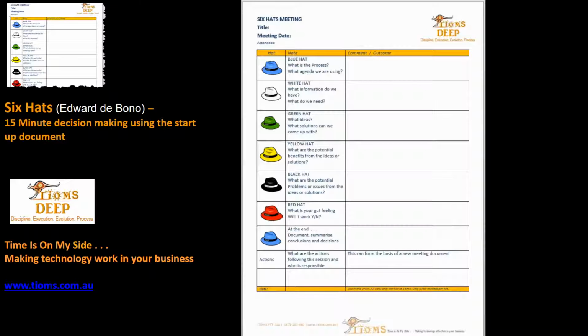Finally, at the end of the meeting, you get back to the blue hat, which ensures that you've got the documentation that has recorded the outcome of the meeting, conclusions and decisions, and then what are the actions following this session, who's responsible, could be the basis of filling out the meeting documentation that we saw earlier on in this session on Deep. So that's it, Six Hats meeting template.